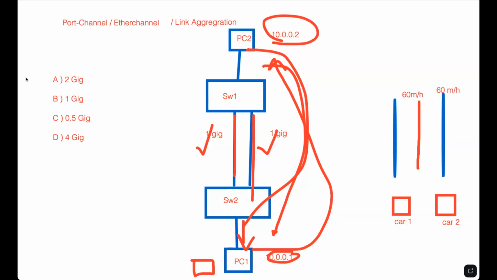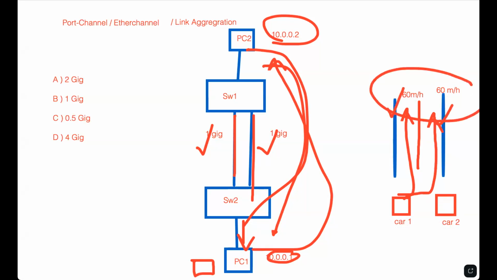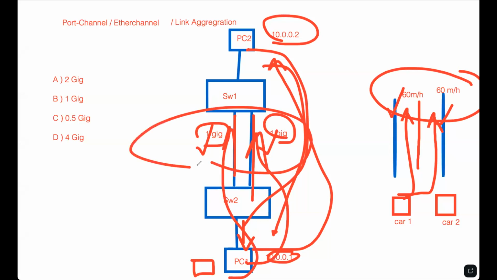Yeah, we cannot double the speed of the lane because the maximum speed the car can go is either on this lane or this lane. So we have 2 separate lanes, but we cannot aggregate them. Similarly, we have a 1 gig link here and a 1 gig link here. Your download can happen on either this link or this link, but we are not doubling them to make it 2 gig. So whoever said B, 1 gig, is right.